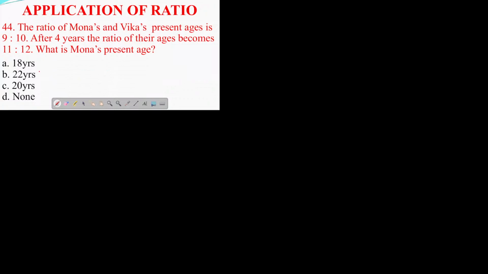Now I can eliminate 22 because it is not a multiple of 9. I can eliminate 20, it is not a multiple of 9. Like that you should have one reason. Then you can eliminate options, and mark the remaining one.